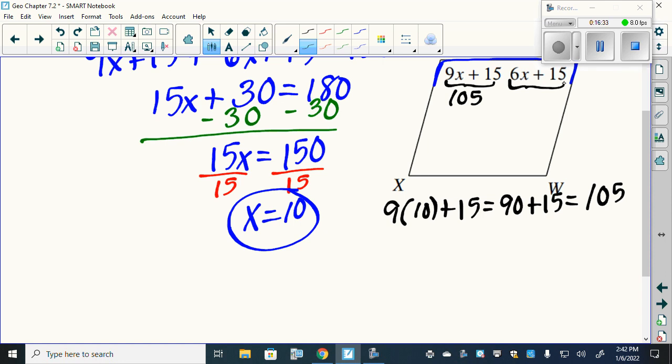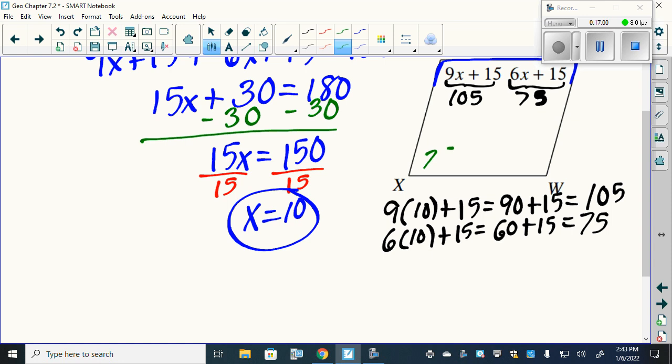What do we think the other angle should be? 75, because these two angles should add together to be 180, and we can check it and say 6 times 10 plus 15. Well, 6 times 10 is 60, and 60 plus 15 is 75. That also means that this angle x is 75 and w is 105. And that's it. Questions on this here?